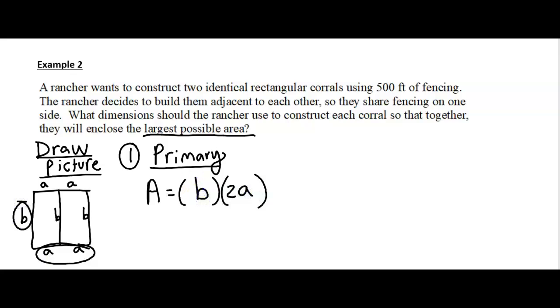Matter of fact, I think I'll just rewrite it like this. But there you go. So there's your primary equation. That's the equation I'm trying to find the minimum and the maximum of. Let's move on to step 2.